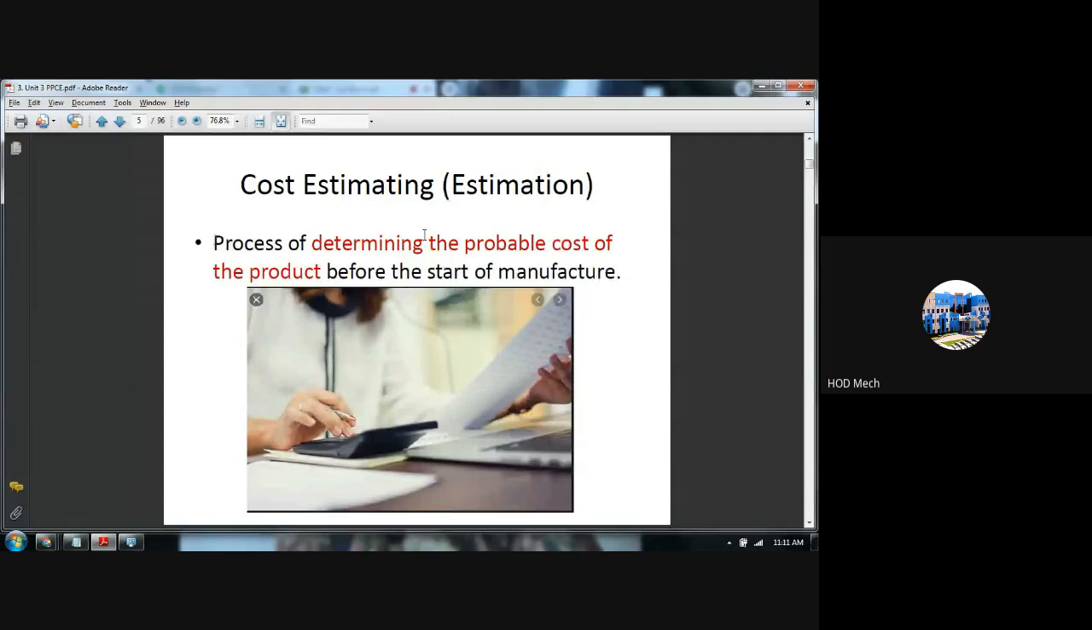That is why the word "probable" comes there: there are chances that this much amount may be involved. So it is a process of determining the probable cost of the product before the start of manufacturing. Before you get involved in manufacturing, you are doing that.